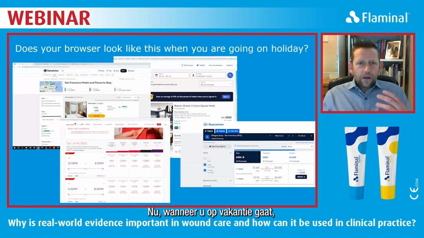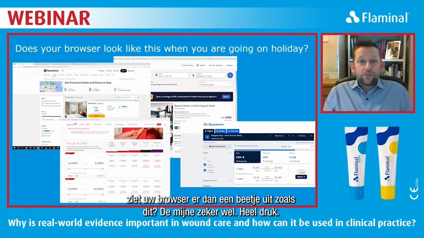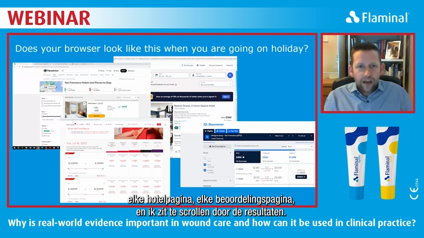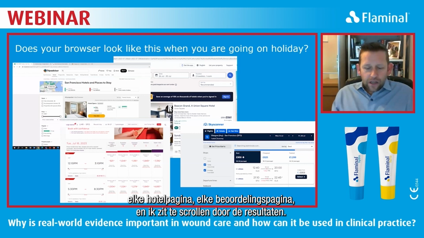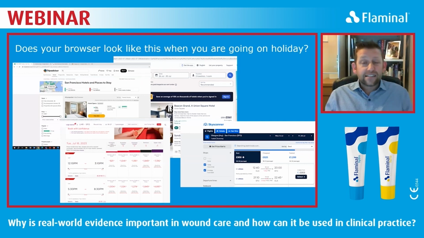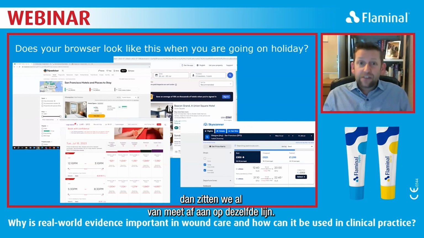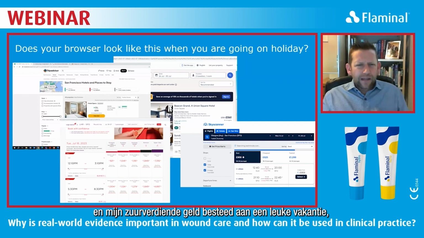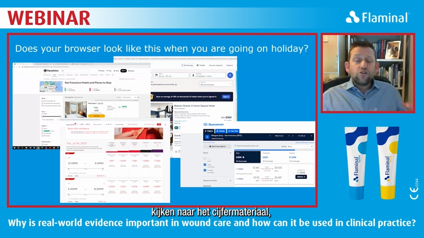So, when you're going on holiday, does your browser look a little bit like this? Mine certainly does. Really busy. I've got every single page open, every single flight page open, every hotel page, every single review page, scrolling through the results. So if your answer to this is yes, then we're already really singing from the same hymn sheet from the outset. Because what I'm doing here is, before I book my holiday, spend my hard-earned cash on a nice holiday, I've looked at the numerical data.